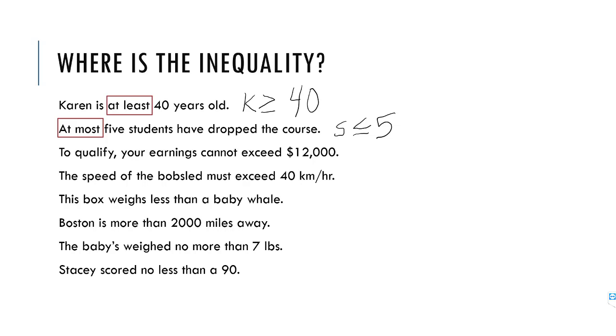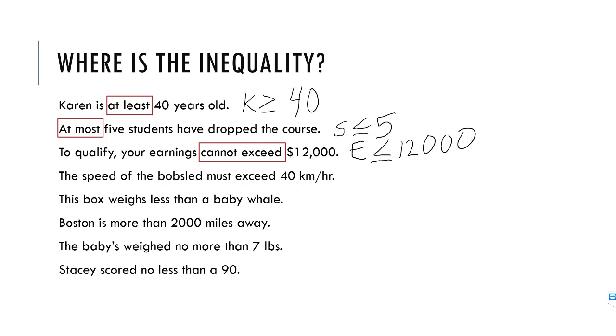To qualify, your earnings cannot exceed $12,000. The words cannot exceed mean that there is a top boundary on the amount of earnings. So if we compare earnings, let's say E for earnings to the number 12,000, the earnings cannot be bigger than 12,000. They have to be less than or equal to 12,000.